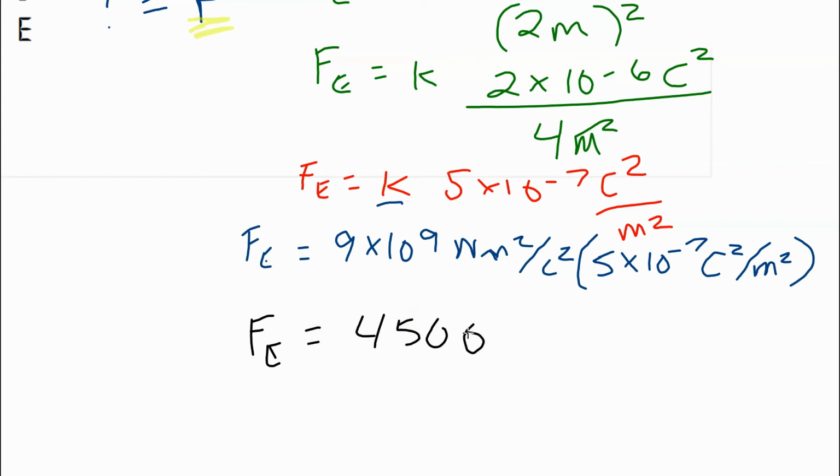4,500. Now for my units, we see that I have a meters squared on top, meters squared on bottom, so they can disappear. Coulomb squared on bottom, Coulomb squared on top, they disappear. So what I'm left with is right here, the newtons. And my SI unit of force should be in the term of newtons.